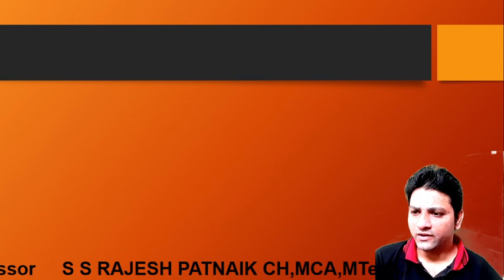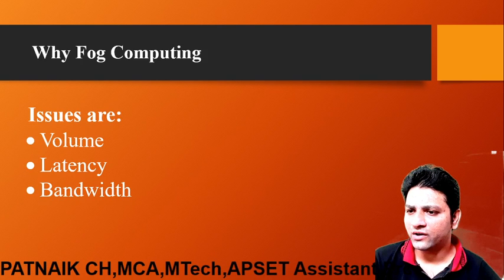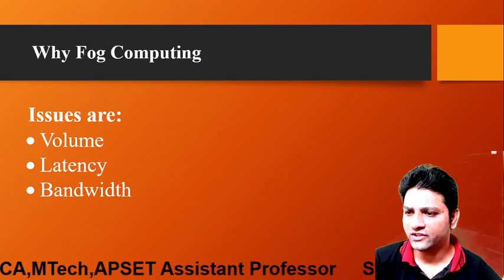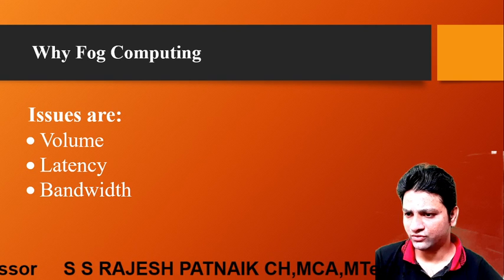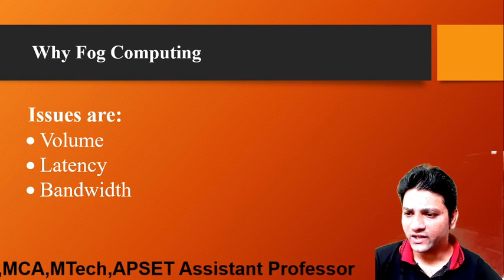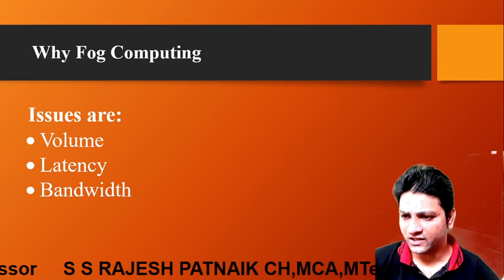Why fog computing? There are three issues. The first is the lots and lots of volume of data that is stored in the cloud. That is one of the major issues, and that's why we come to fog computing. As well as lots of data latency, because the entire computing and data storing is done in the cloud only. And then there is the bandwidth problem.